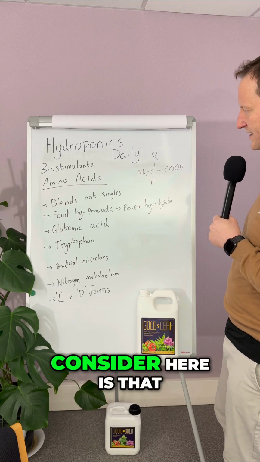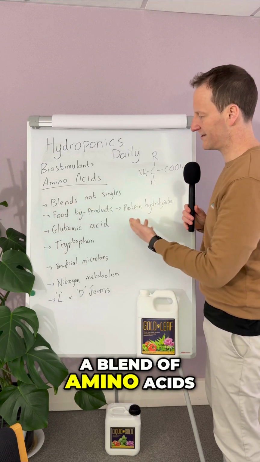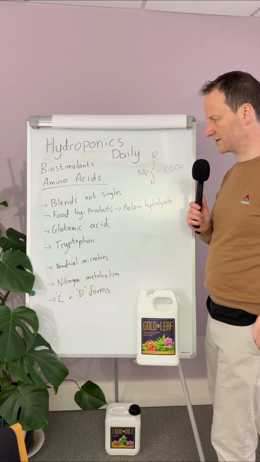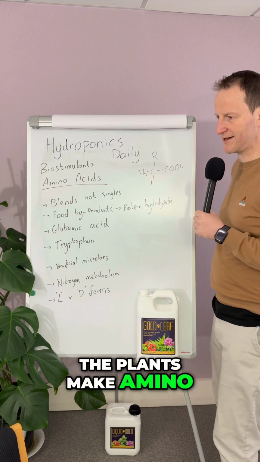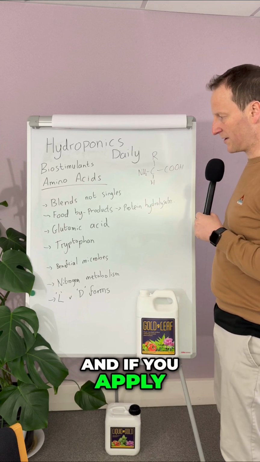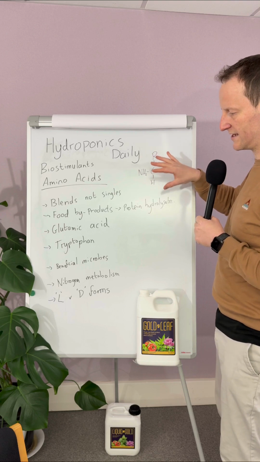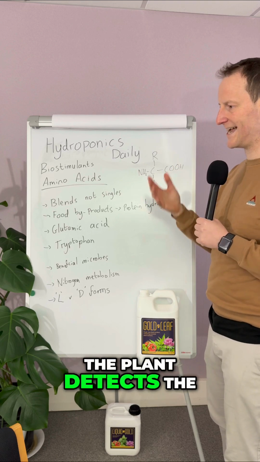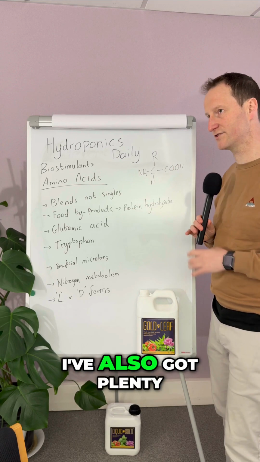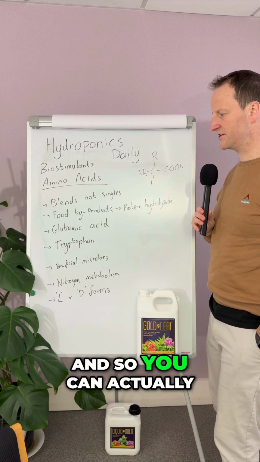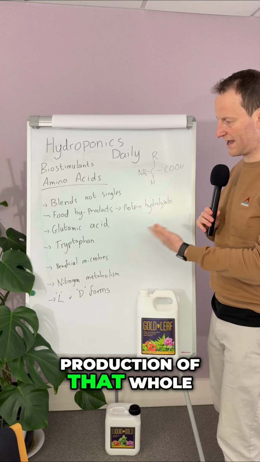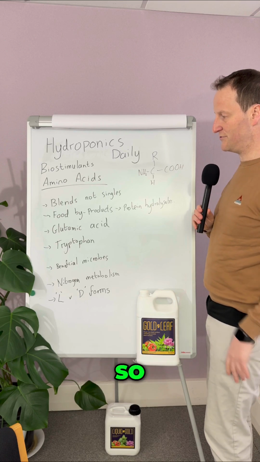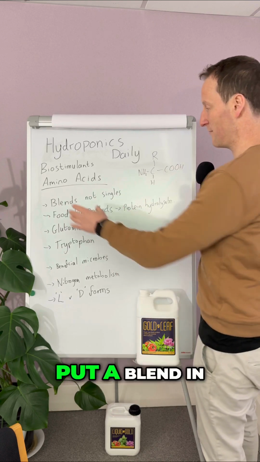The important point to consider here is that you want to apply a blend of amino acids, not one single amino acid. That's not because they need them all, it's because the plants make amino acids in groups, sort of like families, and if you apply one, say glutamic acid, all the ones that are made in the same pathway, the plant detects the glutamic acid and thinks, oh, if I've got plenty of glutamic acid, I've also got plenty of the others in that pathway. And so the plants switch off production of that whole pathway, and the plant becomes deficient in amino acids and dies. So you definitely don't want to put single amino acids in. You always want to put a blend in.